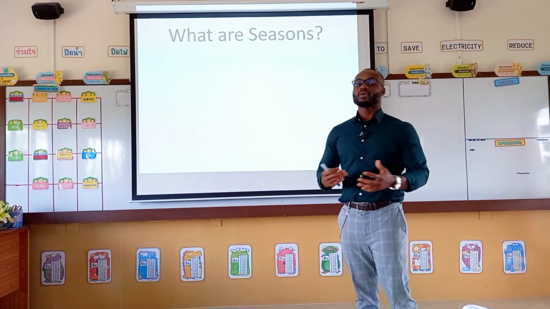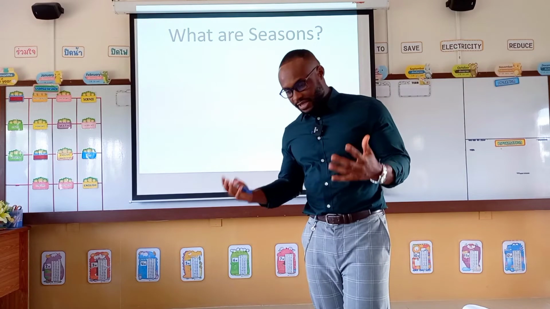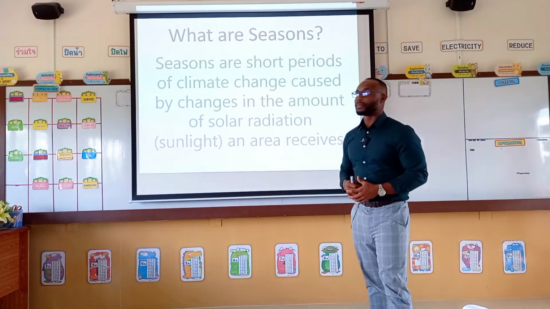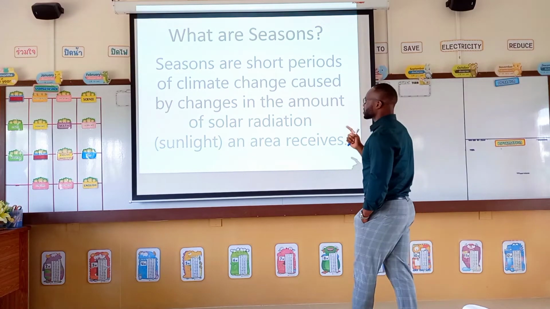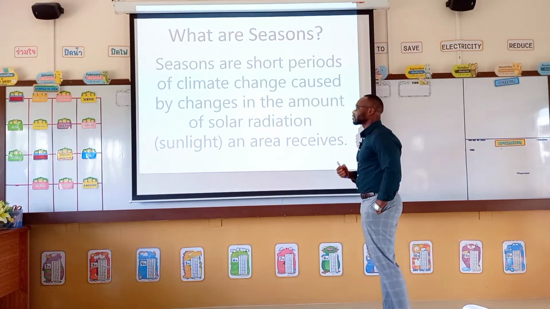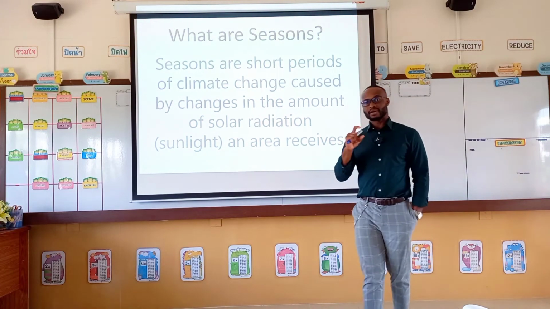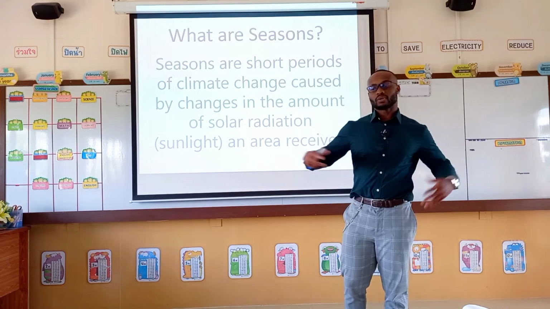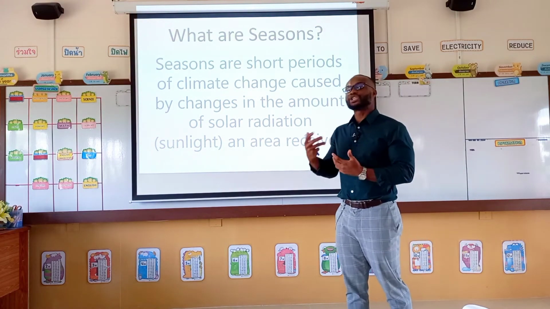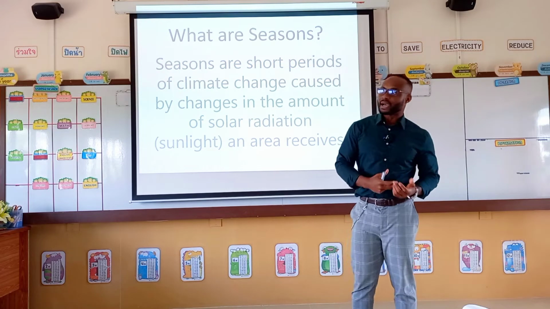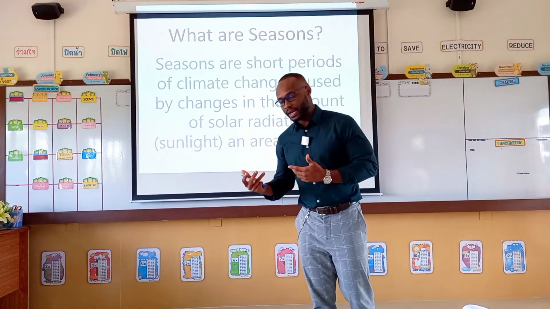All right, so here, what are seasons? We're going to take a deep look at different types of seasons and what you should know about them. So seasons are short periods of climate change caused by changes in the amount of solar radiation, sunlight, an area receives. So seasons are very short, okay? They don't last long. And this is just short climate change. So when you are in the summertime, of course, it's very hot. Spring, and then what else?